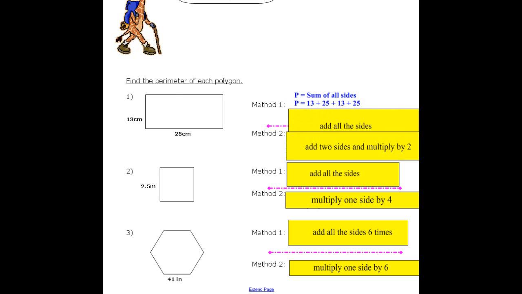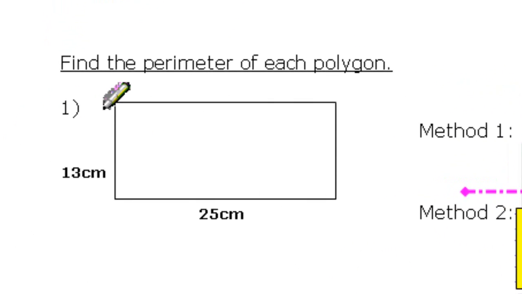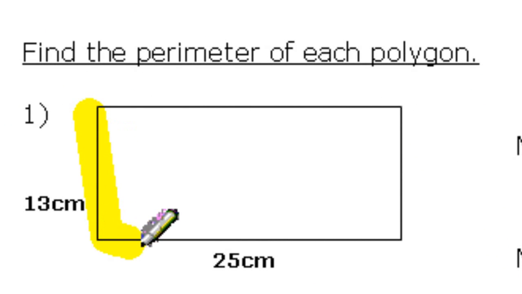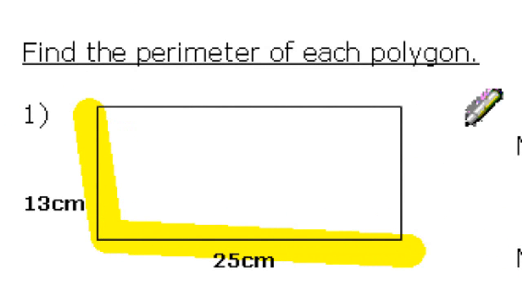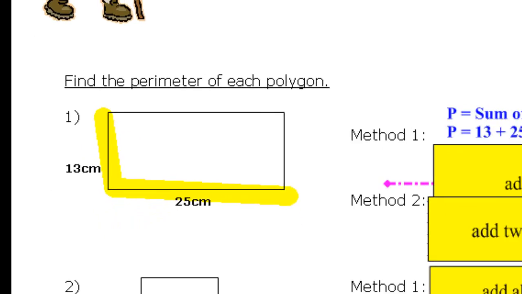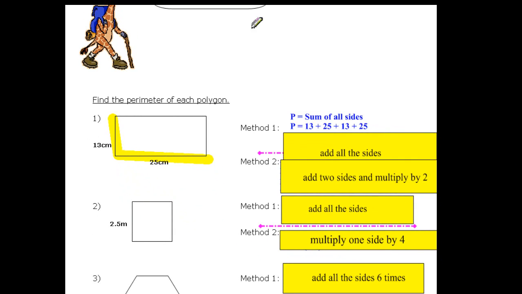In other words, the most common mistake made in perimeter problems is students say the perimeter is 13 plus 25. Wrong. The perimeter is 13 plus 25 plus 13 plus 25, and that would be 76. Don't forget your units, of course, when you're giving your final answer.